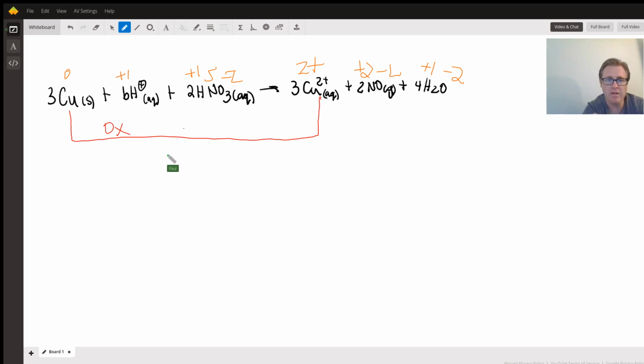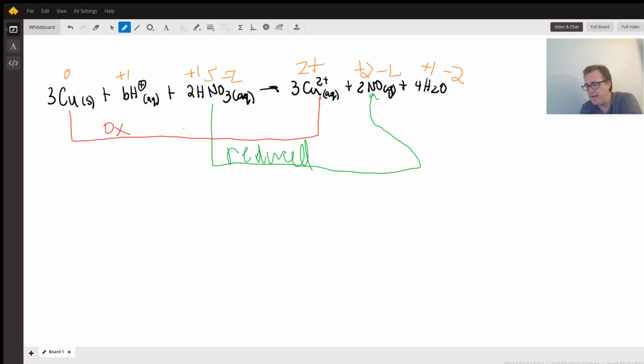And then when we take a look at the nitrogen in the nitric acid here, we see it's a +5, and now what is it? A +2. And so that means it has gained electrons. So by definition, that means it has been reduced.